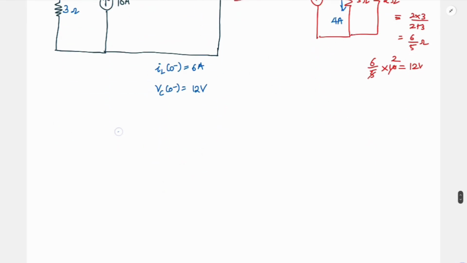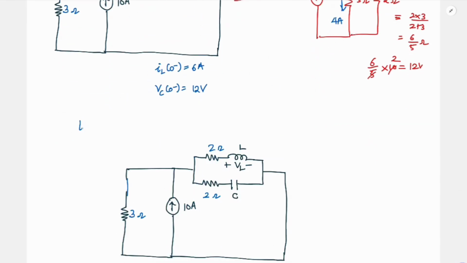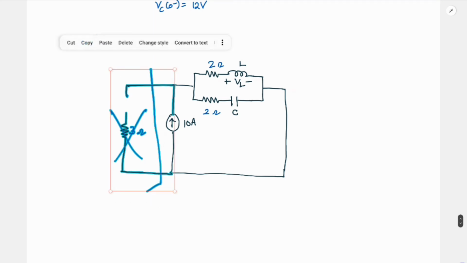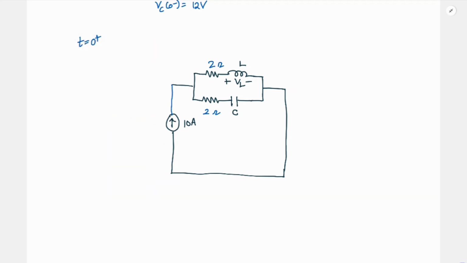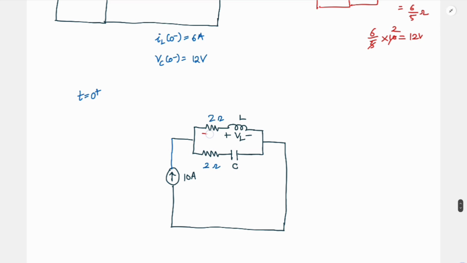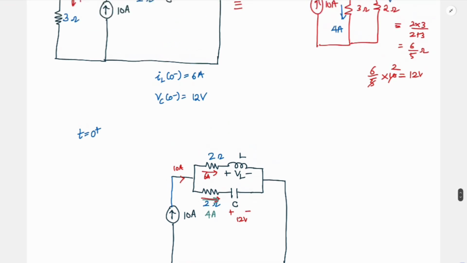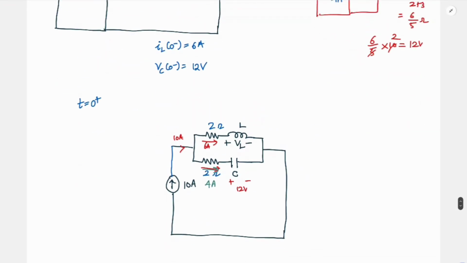So now let us take the other case for t equal to 0 plus. So t equal to 0 plus, what happens? This is open circuited. So this part we can ignore. So we only have this part of the circuit, and we have the initial condition. So the current flowing in this arm should be 6 ampere, and already 10 ampere is coming here. So what will be the current in this arm? So this will be 4 ampere, right? Okay, and we already know this is 12 volt from the previous step. We need to find what is VL.